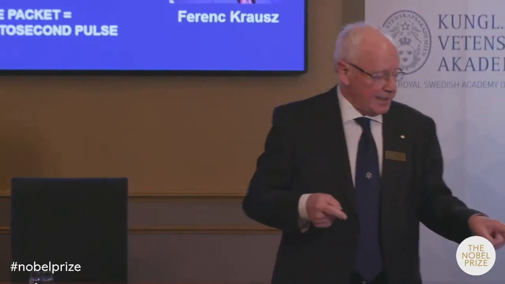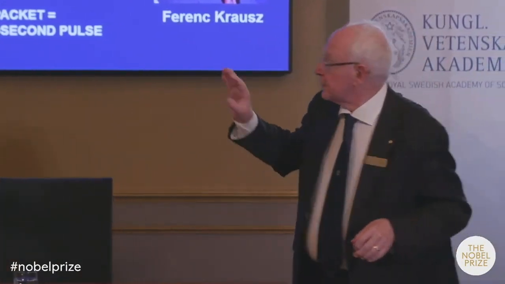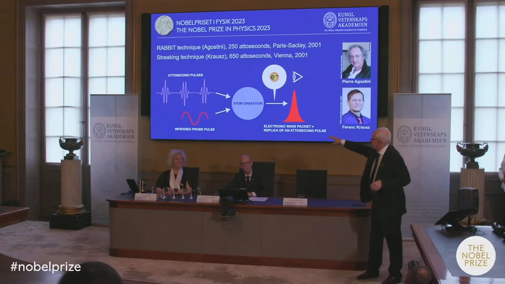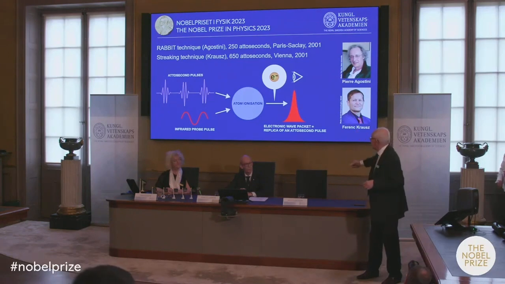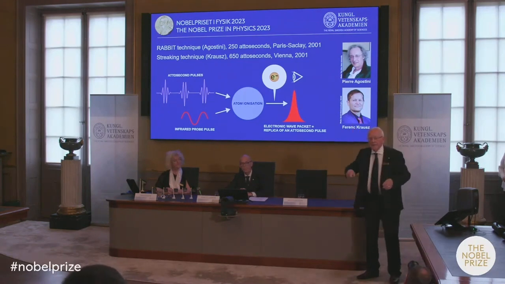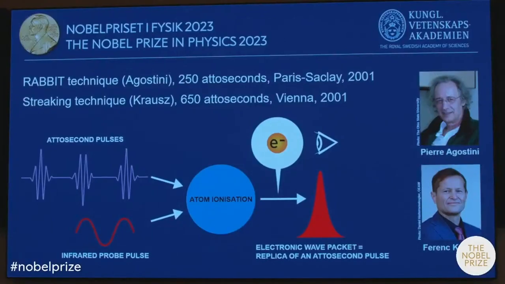And what you can see here is that you have the attosecond pulses overlap with infrared probe pulses, atom ionization, the electron coming out, and you get a signal which is a replica of an attosecond pulse. So by measuring this electronic signal, you can get an understanding of what is the pulse width.